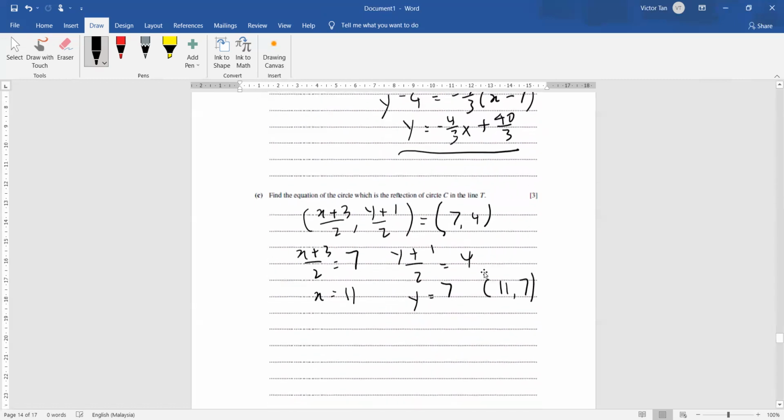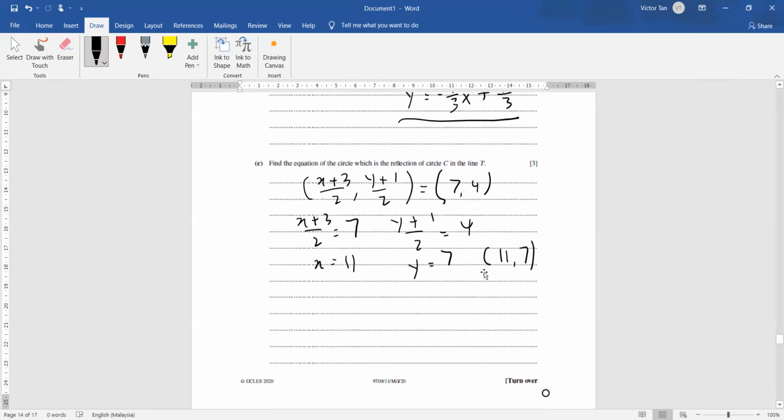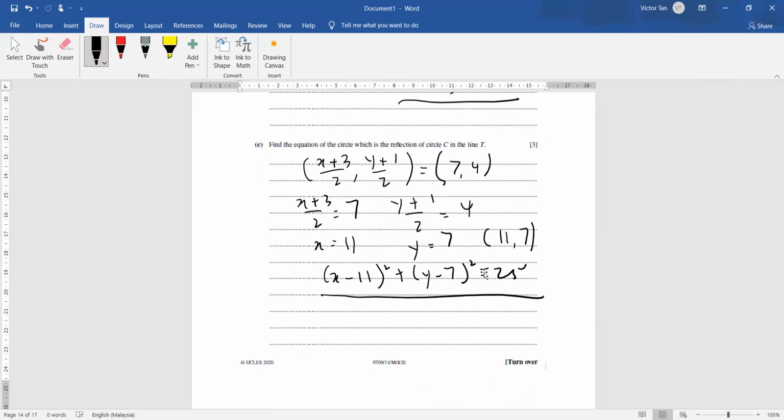And of course, the radius is also the same, still 5. So the equation of the circle is (x minus 11) squared plus (y minus 7) squared equals 5 squared, 25. There, we have it.